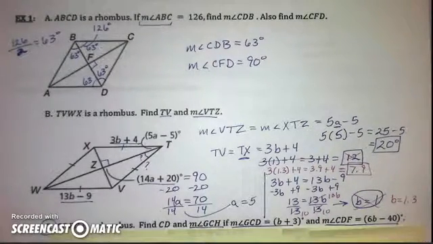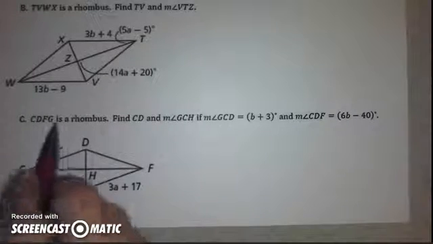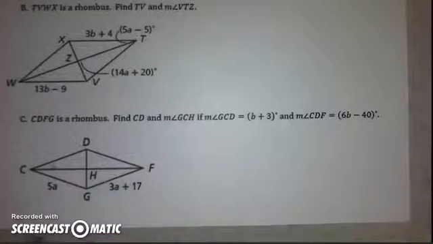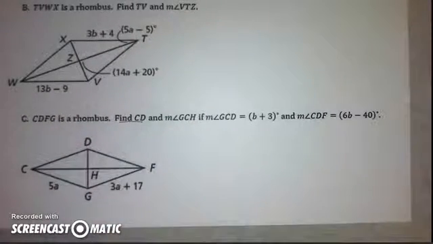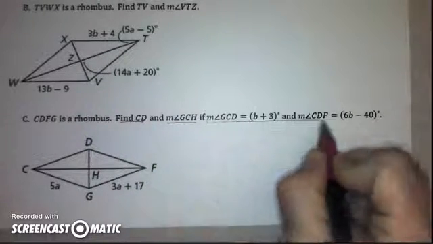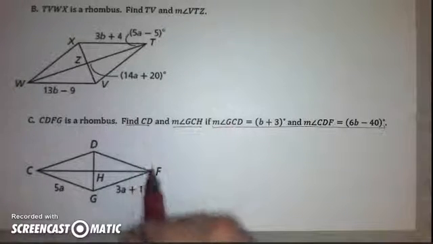We're going to go ahead and do that one together in the video, so be ready to follow along with 1c. Alright, part C, we're told CDFG is a rhombus. Okay? Remember everything we know about rhombi then. Congruent 4 sides. So all 4 sides are the same. That's going to help me find A, because I'm supposed to find CD and the measure of angle GCH. Now that is all going to come from this. So first we're going to find CD.